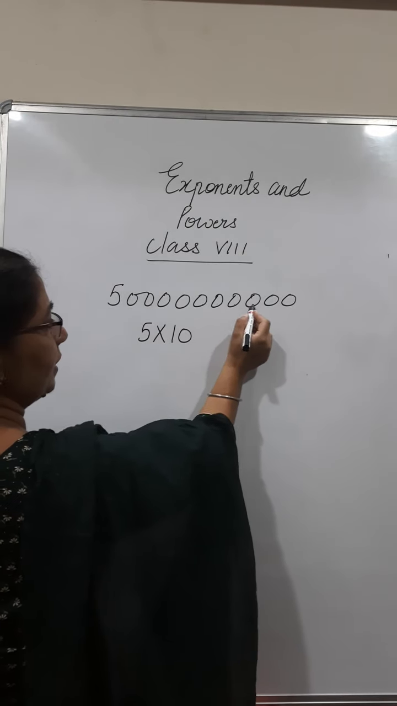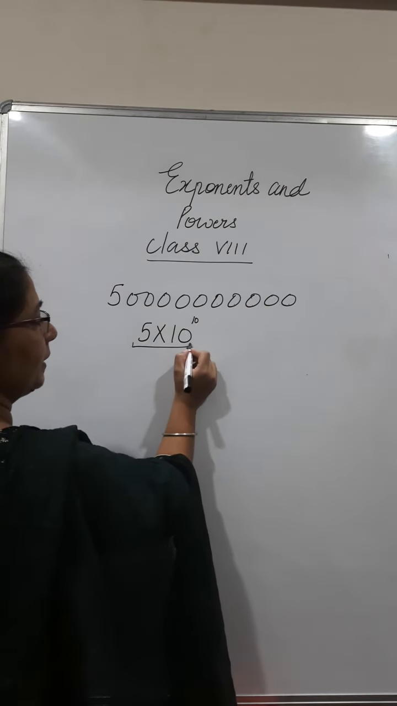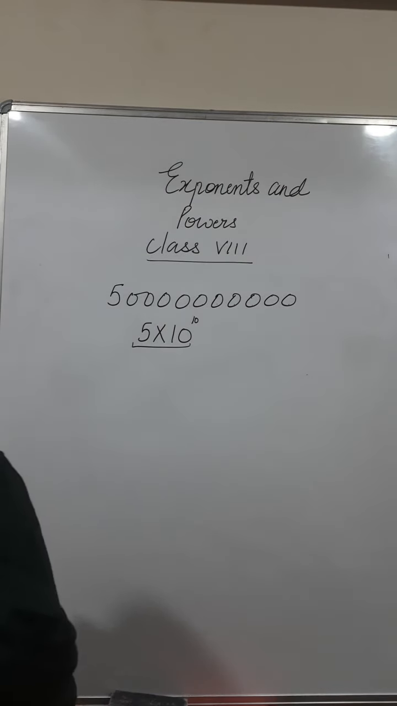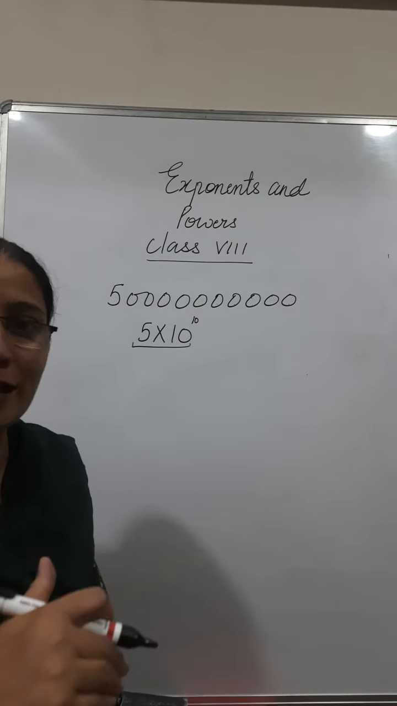So now if I write the same number as 5 multiplied by 10, 1, 2, 3, 4, 5, 6, 7, 8, 9, 10, I can easily speak out this number as 5 into 10 raised to power 10. So beta, this is the need actually.